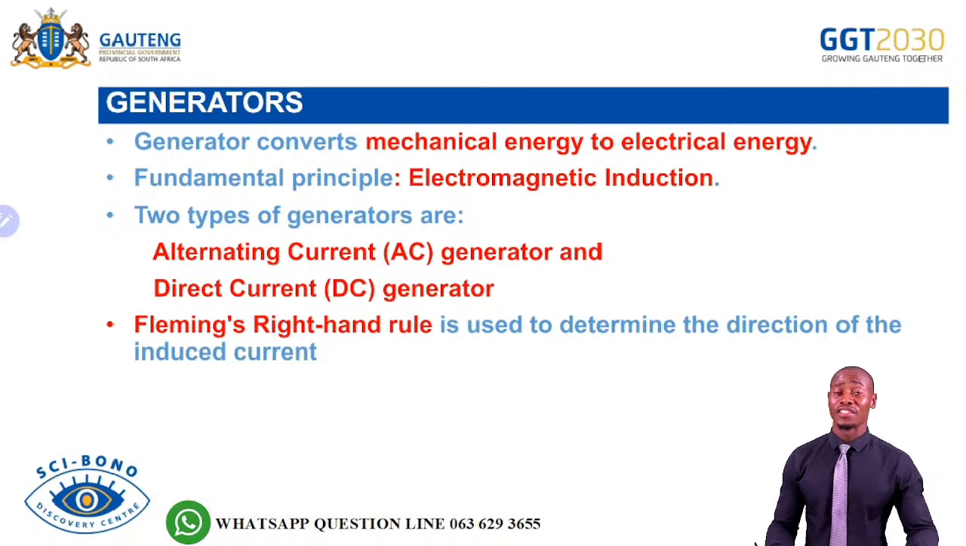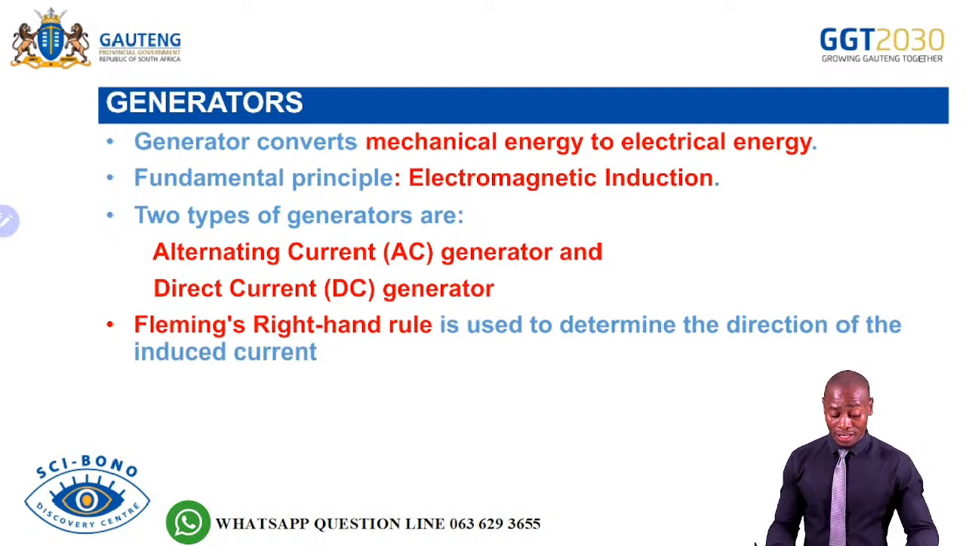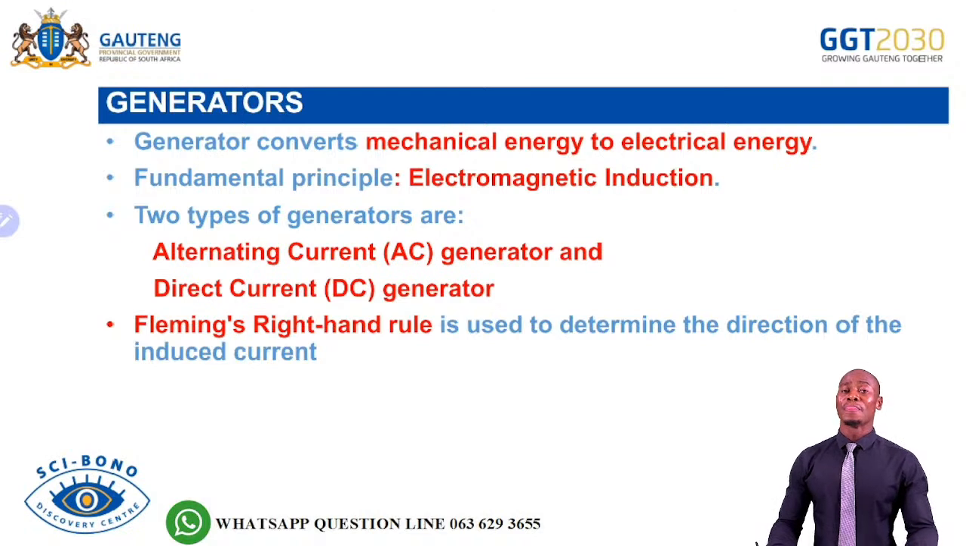So there are 2 types of generators. We are all aware of that: your AC generator, which is the alternating current generator, and your DC generator, or direct current generator. Remember, generators, we say they generate electricity. So there it is about induced EMF, and we've explained how EMF is induced in a coil. As long as there's relative motion between the coil and the magnetic field, EMF will be induced. So that is your electromagnetic induction.